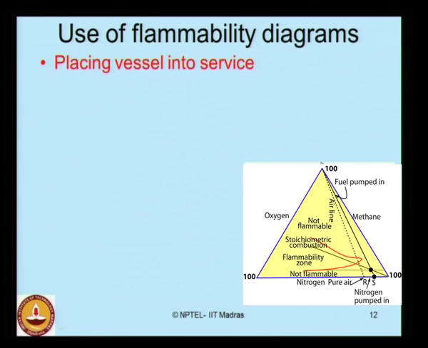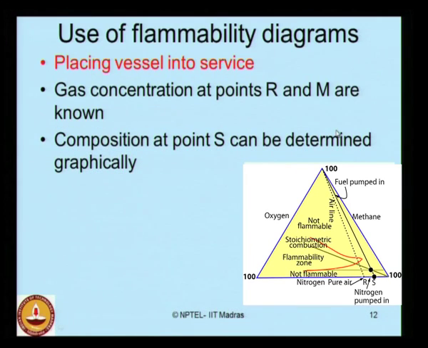Now, let us see how to use the flammability diagram for placing vessel into service. The moment I know where is my airline and where are my flammable regions, this is my flammable region, this is my non-flammable region, and of course this is also my non-flammable region. Once I know the flammable region, if I have plotted my airline, as usual I will be able to get the point R and M automatically for the specific fuel in the flammability diagram. Composition at point S can be determined.